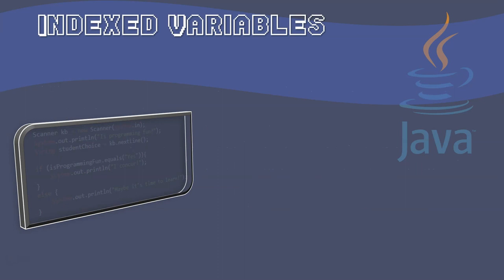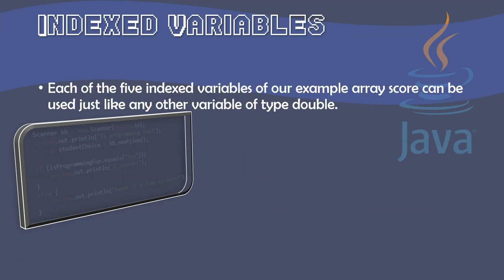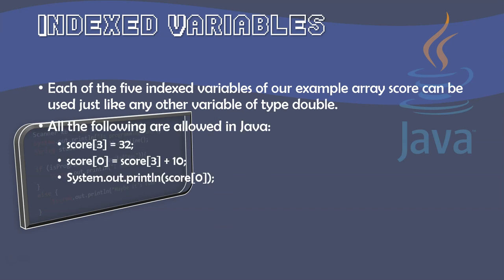Now let's discuss those index variables with a little more purpose. Each of the 5 index variables in our example array score can be used just like any other variable of type double. So all the following would be allowed in Java. So if I had score 3 and I said I want to make that 32, I would then change whatever value is currently in there to 32. If I say score 0 is equal to score 3 plus 10, it's going to take whatever's in score 3, add 10 to it, and store it back in score 0. And then the System.out.println would then be expected to print it out.